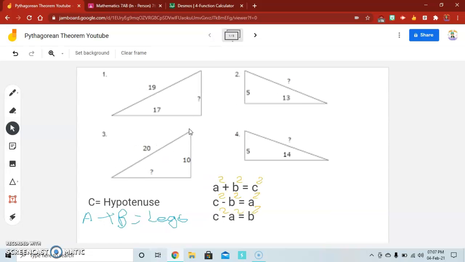Remember, C is your hypotenuse. And as I said, the hypotenuse is the longest side, and A and B are your legs.